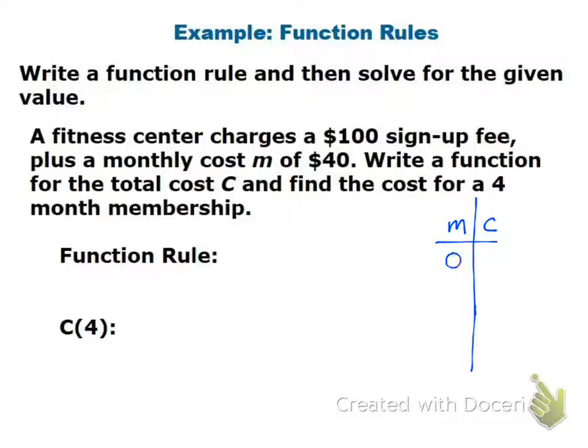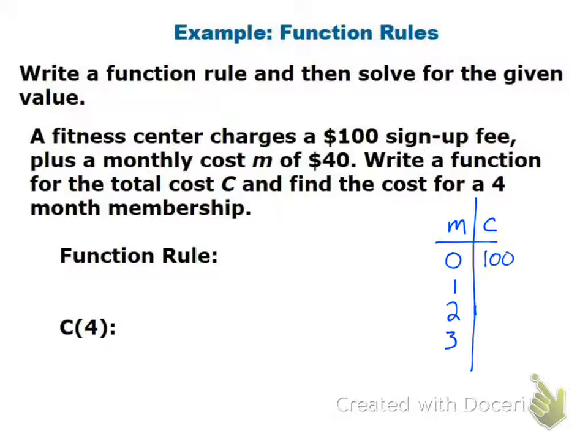So if I wanted to find a cost, I can use the months that go by from 0 to 3. If I sign up for this membership and I am going for 0 months, it's still going to cost me $100. The sign-up fee was $100. I pay that, and even after 0 months have gone by, I still owe that sign-up fee.